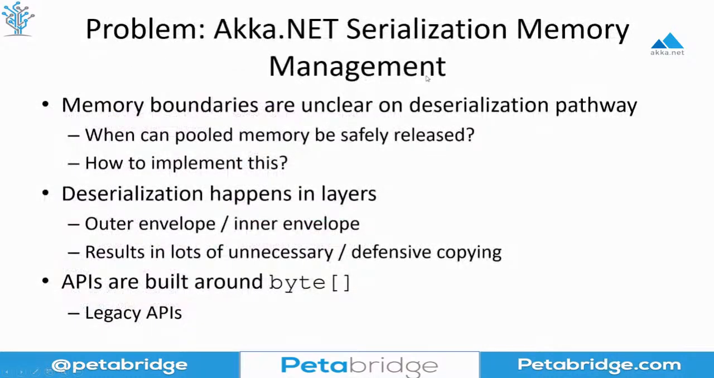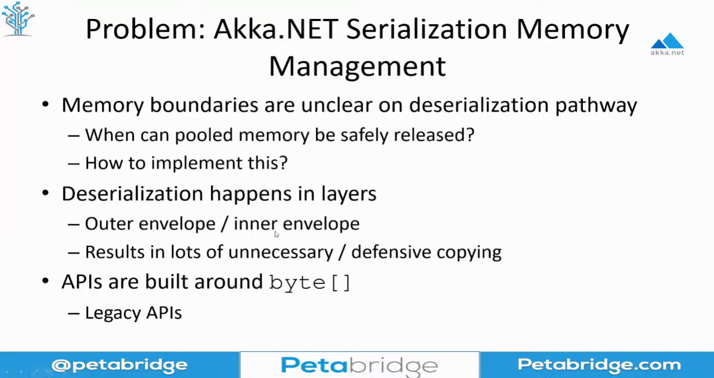Some of the other problems the serialization system has are a lot more significant than just how tedious it is. A good example is that memory management is a problem with Akka.NET serialization today. Namely, it's not clear where memory boundaries are on the deserialization pathway. So reasoning about how I would safely release this pooled byte array, so I'm not putting a lot of pressure on the garbage collector when I'm deserializing messages, is not something that is very easy to do in the current architecture.